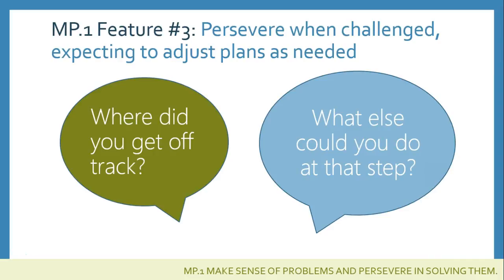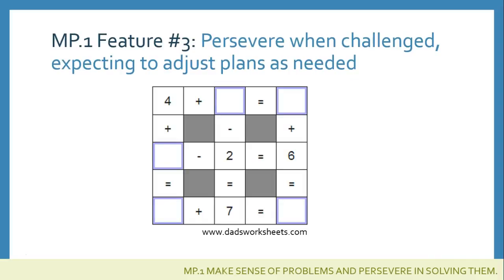For example, at a lower level, you could ask students to fill in the missing numbers in grid puzzles like this one. Some students may try numbers that don't work, so they will have to erase and adjust their plan. With practice, students will come to see these adjustments as an actual part of the problem-solving process.